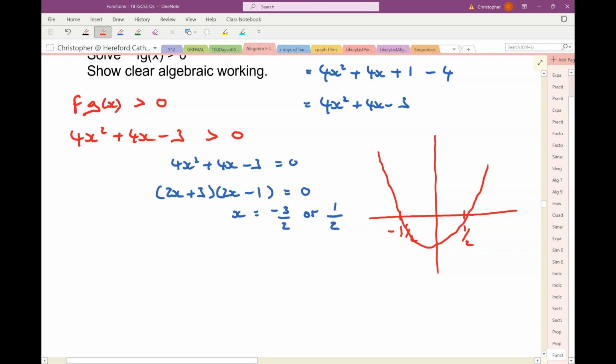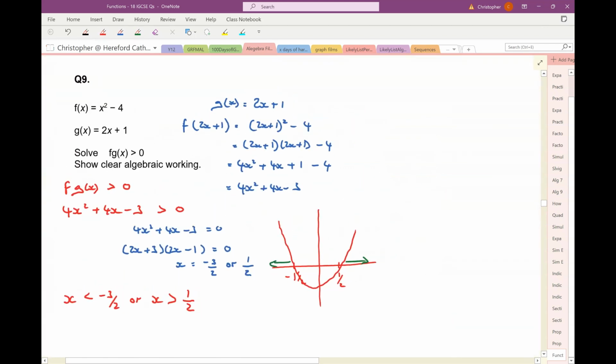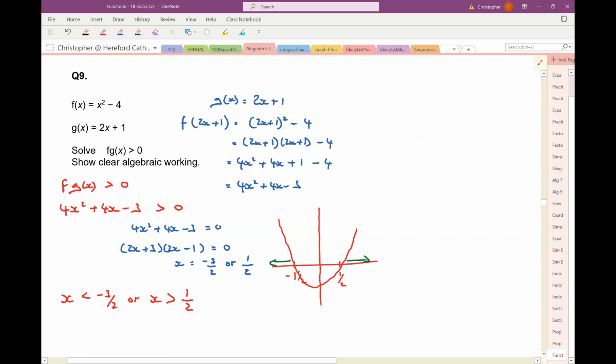Okay, and I need the values when that function is positive, which are going to be those values of x and those values of x. So my solution to the inequality is going to be that x must either be less than minus a half, or x must be greater than a half. Okay, that is the inequality solved, and that's question 9 done.